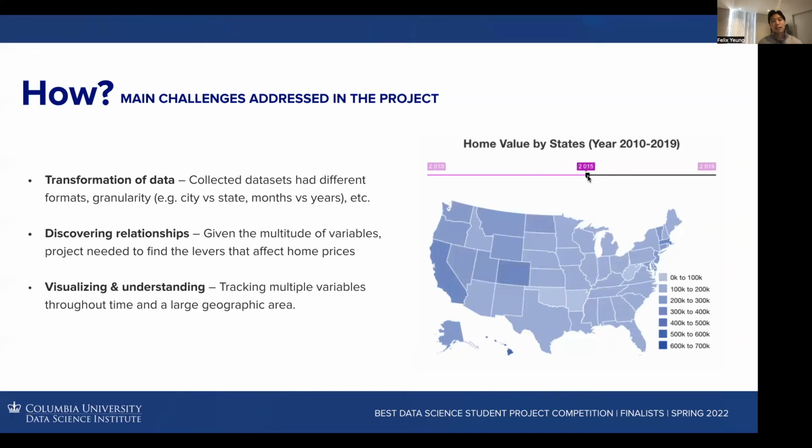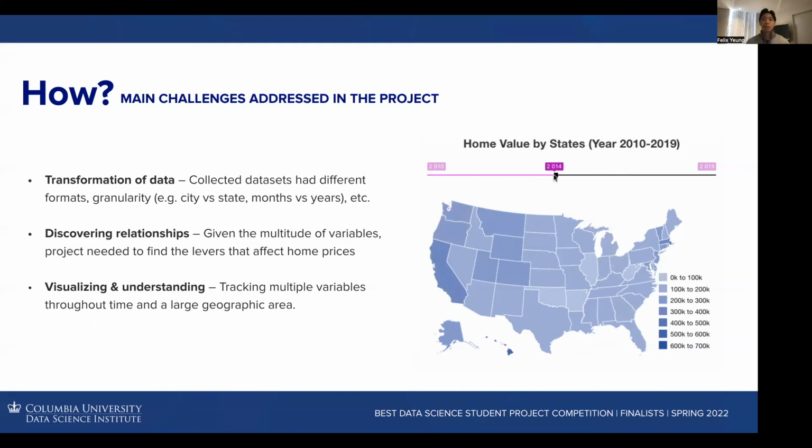The second challenge we ran into was discovering relationships between these key economic variables. We are not econ majors, nor are we real estate agents. So this was a pretty tough task for us. So finding these relationships was a big part of the project. And lastly, because these variables trek through time and also trek through a large geographic area, a big part of this project too was to find the insights that ran along these two axes.